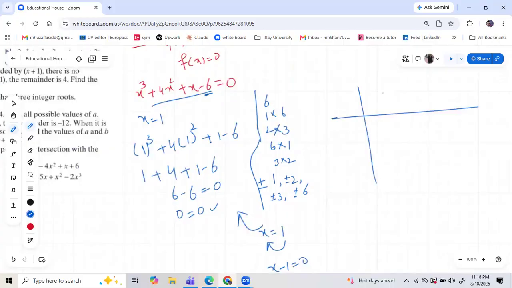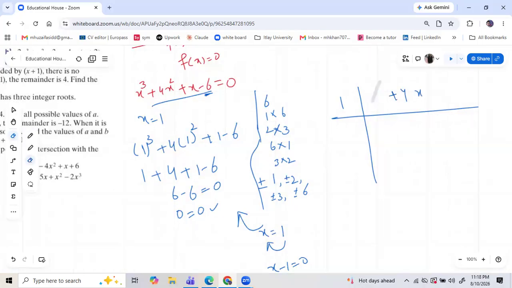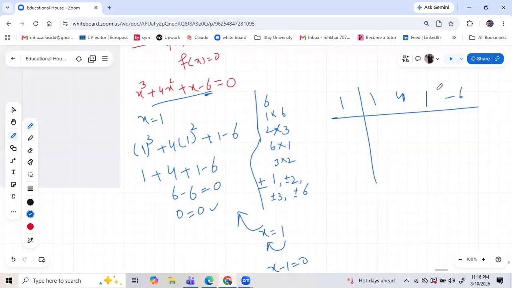In our previous sessions, we also discussed this. So this is 1, and this is your x cube plus 4 x. Sorry, we just put the coefficients here. This is the 1 for x cube, and this is the 4, and the next one is 1, and the next one is minus 6. Got it?